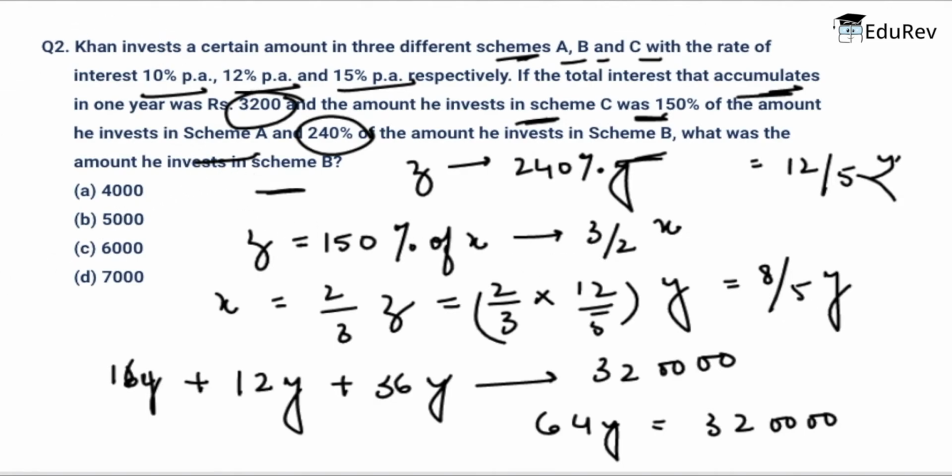y equals 5,000. Therefore the sum that Khan invests in scheme B, that is y, is nothing but 5,000, and the correct option is option number B, that is 5000.